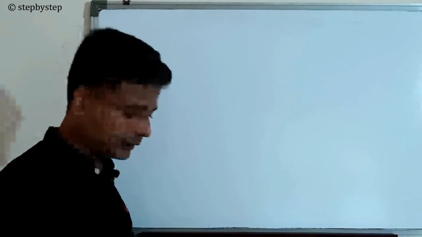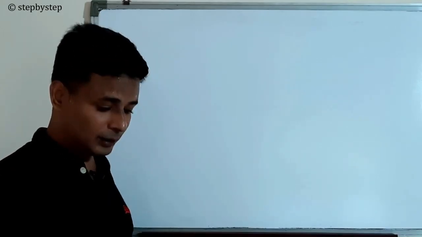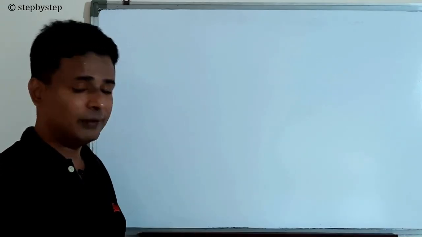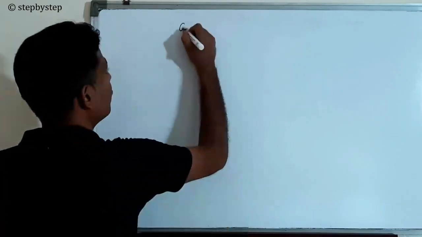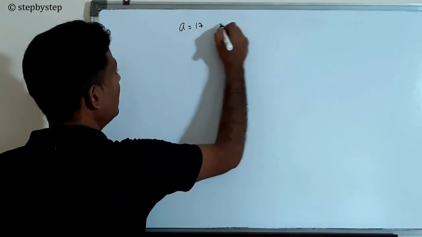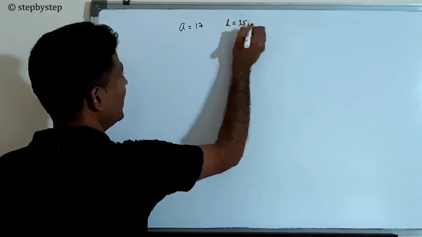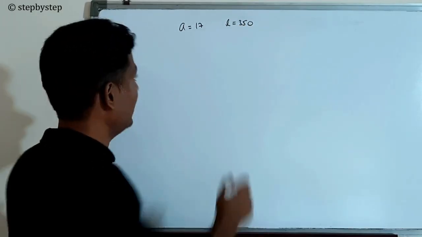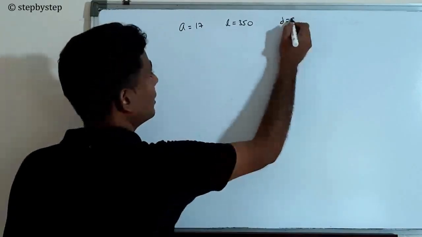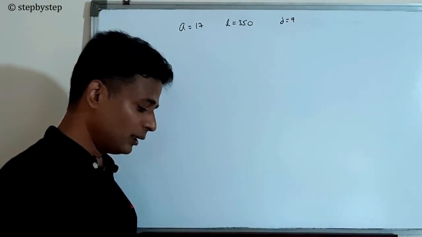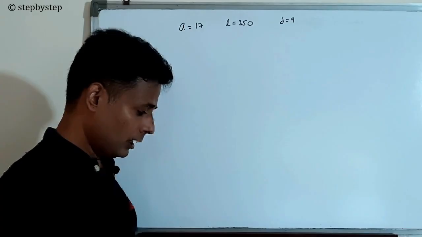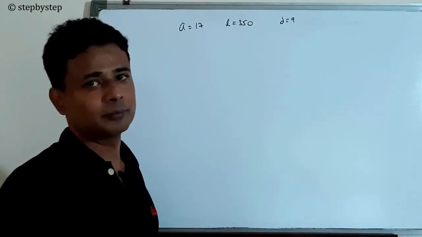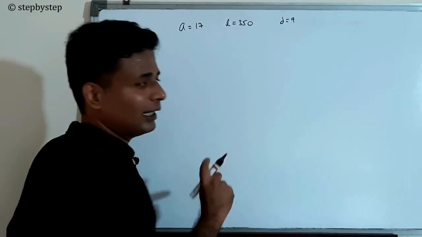Now the fourth question. The first and last terms of an AP are 17 and 350. If the common difference is 9, how many terms are there in the AP and what is their sum? Okay, how many terms are there in the AP?